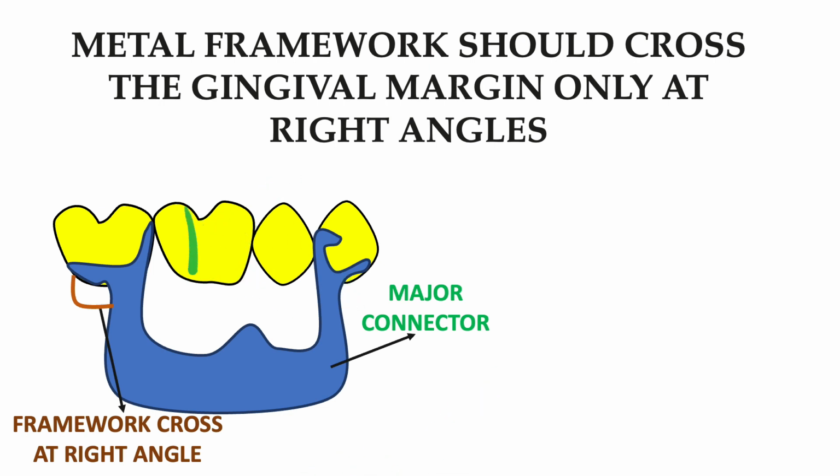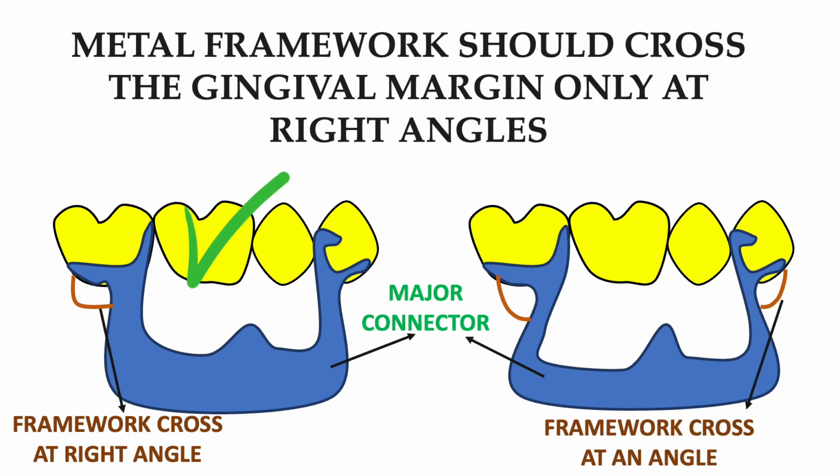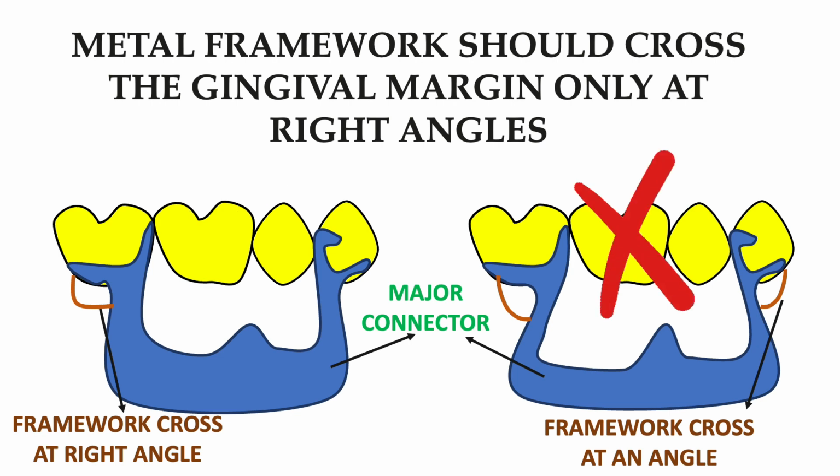In the next figure, you can see we have a dentition and a major connector, but the major connector is making an angle to the free gingival margin. So the framework crosses at an angle, not at a right angle. So this is a wrong design. It should cross the free gingival margin only at a right angle, at 90 degrees.